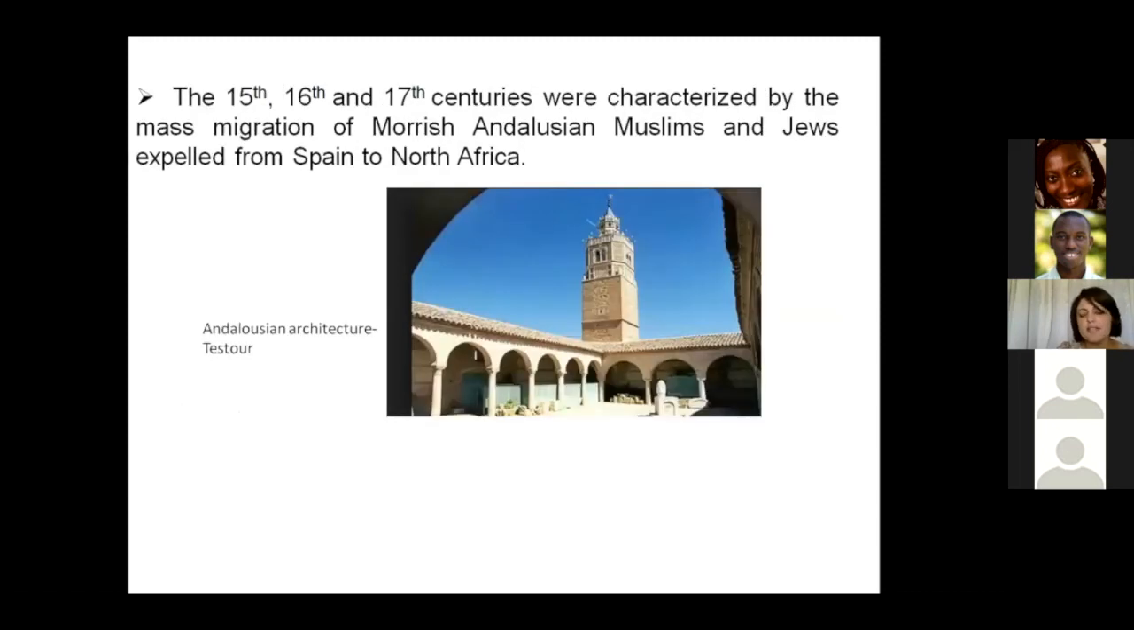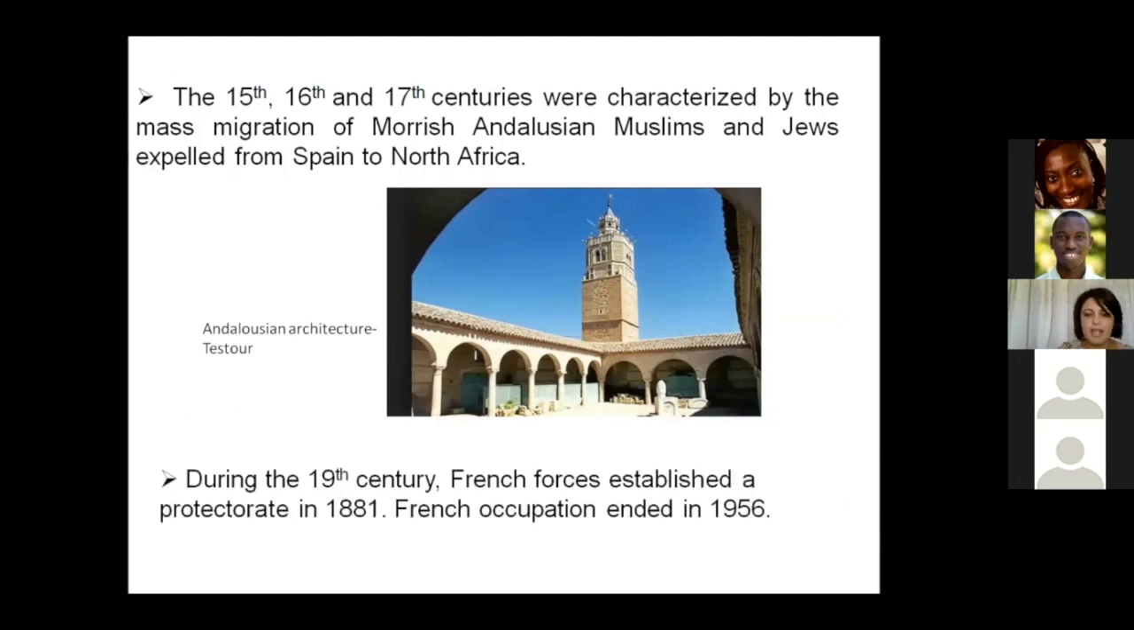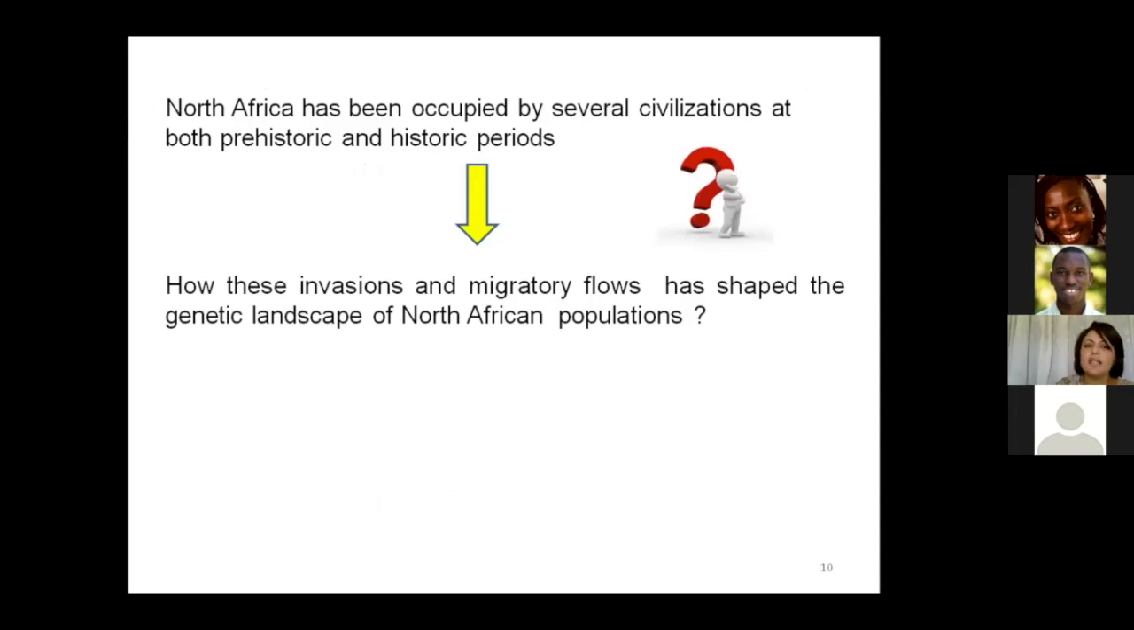The 15th, 16th, and 17th centuries were characterized by the mass migration of Moorish Andalusian Muslims and Jews expelled from Spain to North Africa. And finally, during the 19th century, French forces established a protectorate in Tunisia, and the French occupation ended in 1956. So, as you saw, North Africa has been occupied by several civilizations at both prehistoric and historic periods. Our question was how these invasions have shaped the genetic landscape of North African populations.